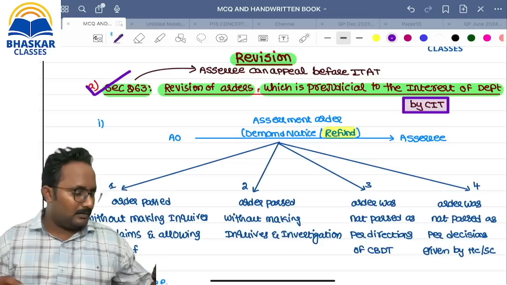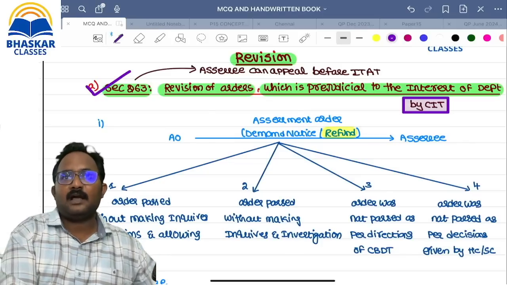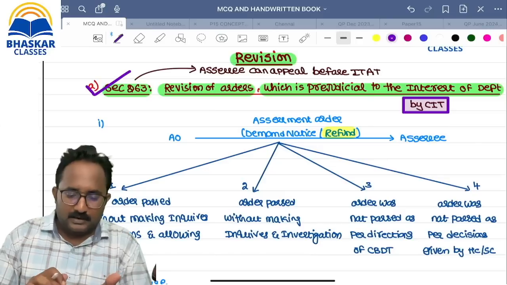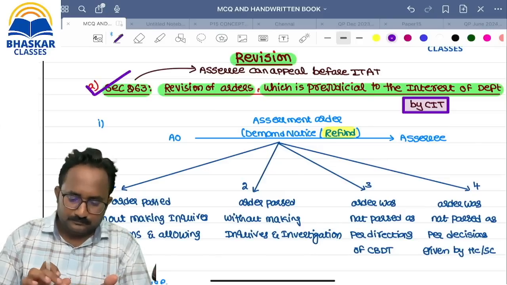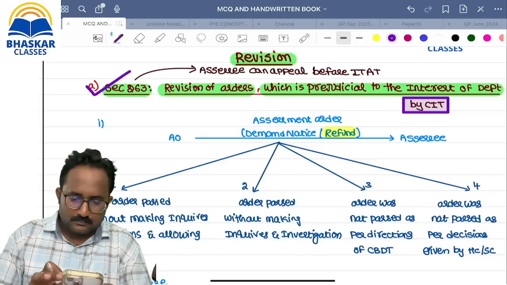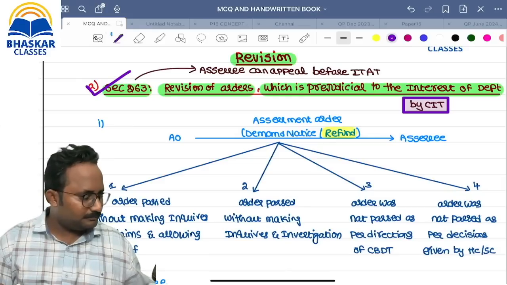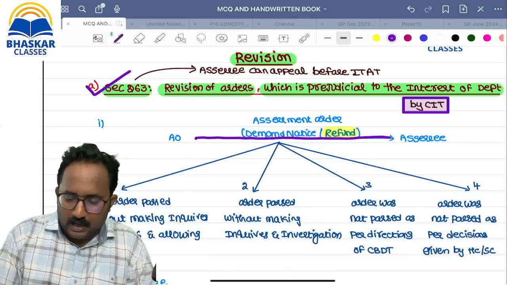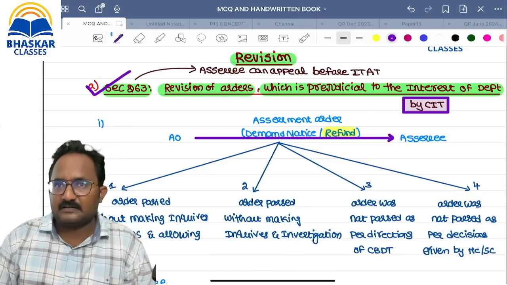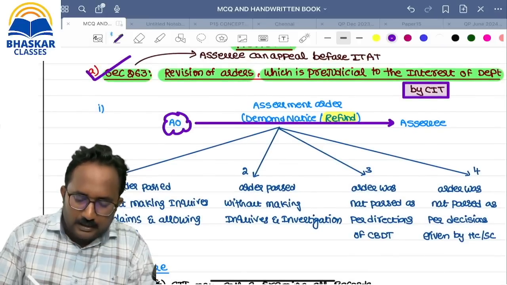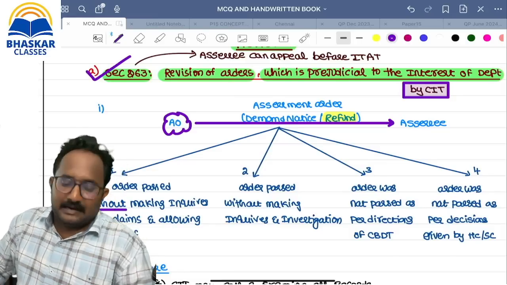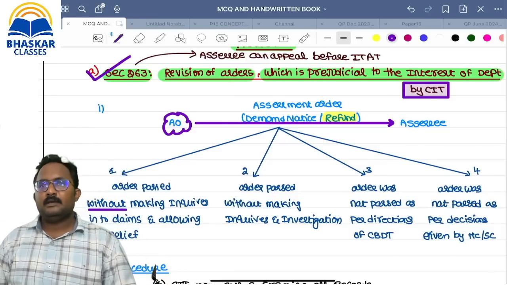CIT means what, ma'am? Commissioner of Income Tax. Super. Now, if the AO passed an assessment order along with the demand notice or refund notice to the assessee, but while conducting that assessment, the AO passed an order without making inquiries into claims or what, ma'am? Reliefs. Sir, I want to get the refund.